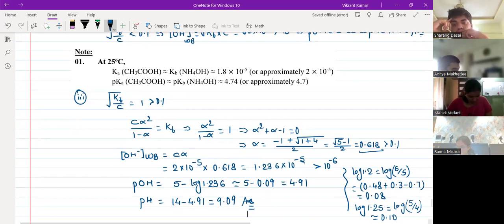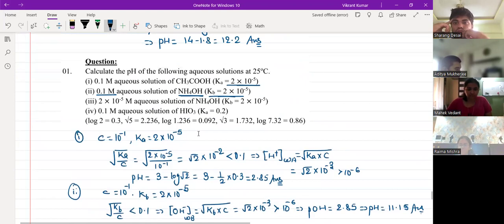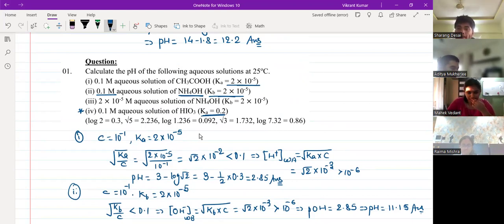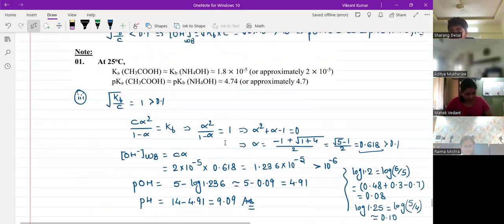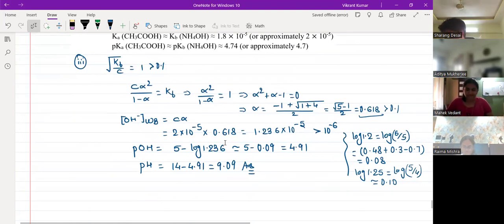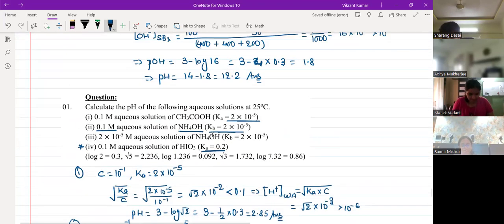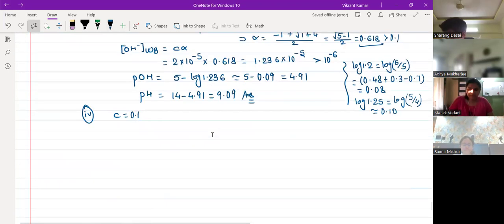Okay, so after the third, let's see the fourth one. The fourth one is important again. If you see, the K value is very high, looks like 0.2, right? And that gives you a hint that K is so high that it may not be that weak an acid, that its alpha will be much less than 1. That's why be careful. Obviously, if you are following the process, it will be understood on its own. The C value is 0.1, the K value is 0.2.